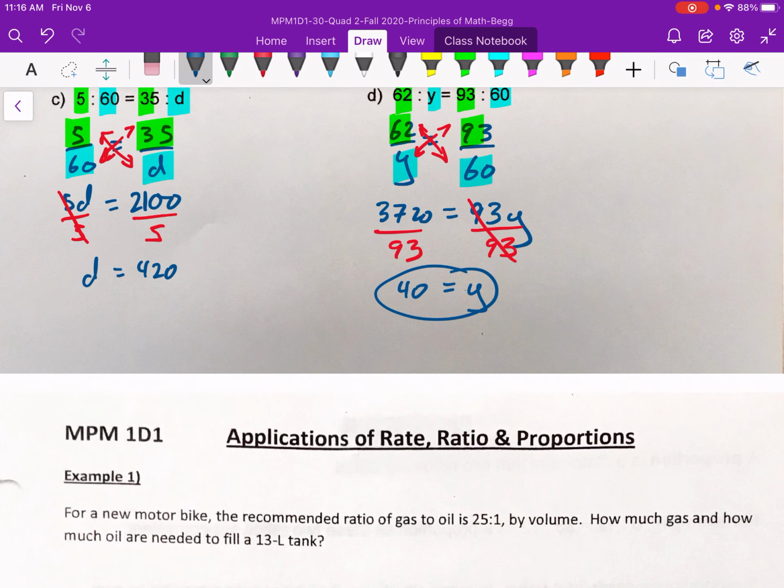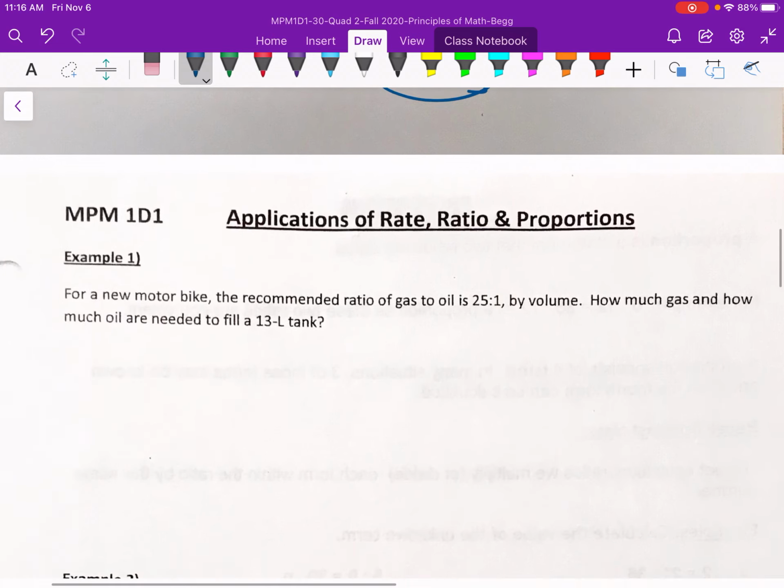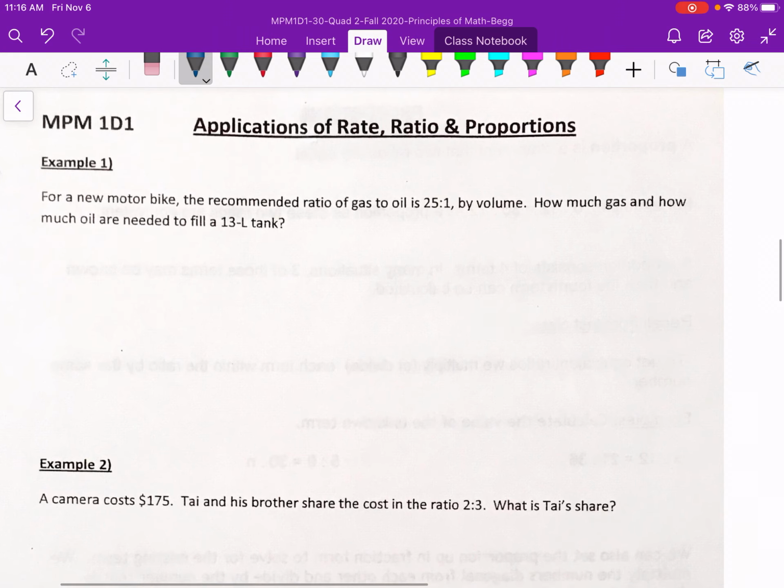So that's how proportions work. Let's do a few applications using proportions. So, for a new motorbike, the recommended ratio of gas to oil is 25 to 1. All right, so that's important. That's our ratio we have to keep in mind by volume. How much gas and how much oil are needed to fill a 13-liter tank?